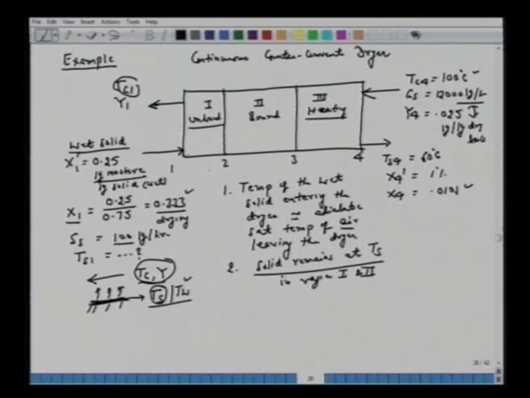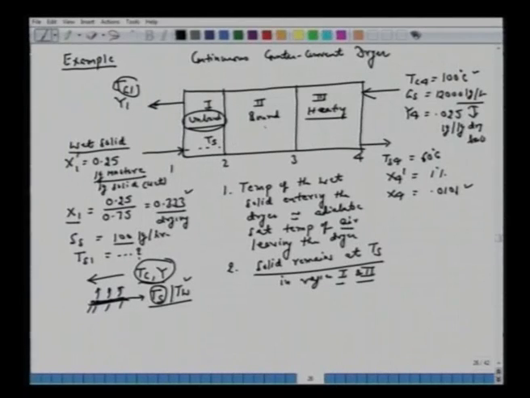And then once it reaches Ts, we can assume that throughout the solid the surface temperature is Ts. So that's what it says. Solid remains at Ts, not only in this region 1, in the region 2 also. All right. Now this is the first assumption, that solid remains at Ts in the region 1 where we have this unbound moisture, is quite acceptable.